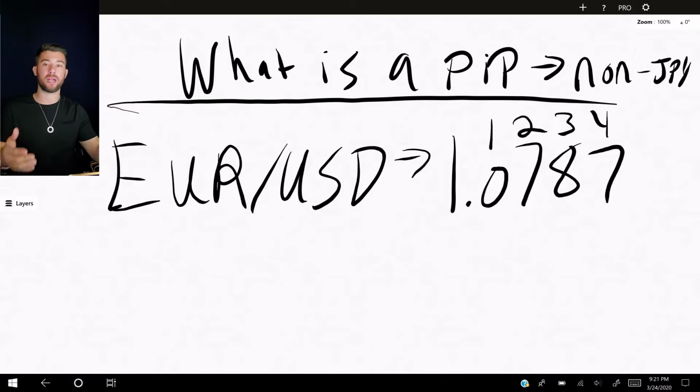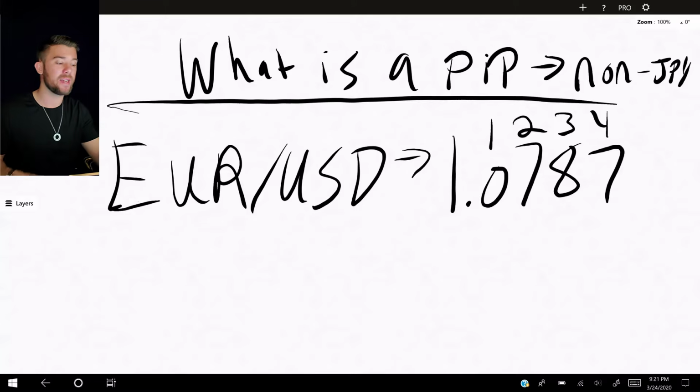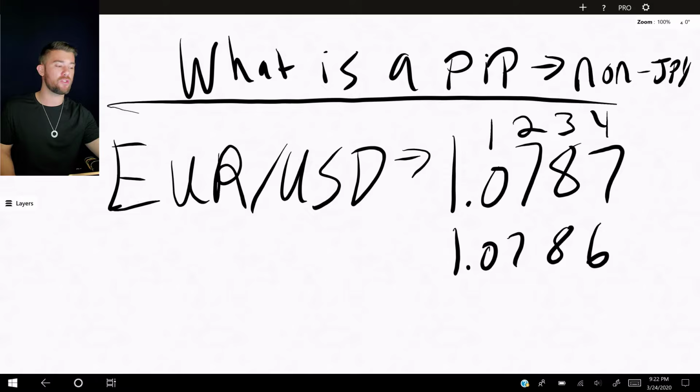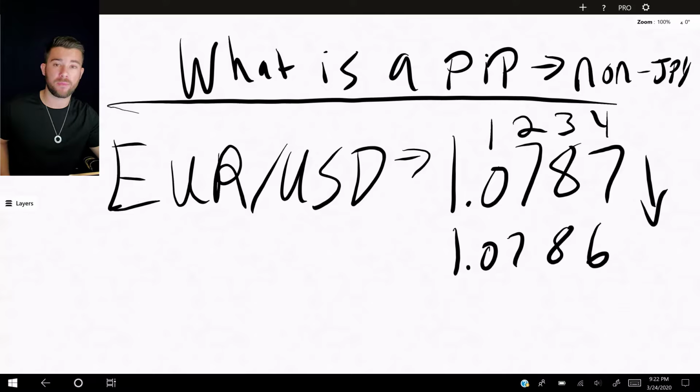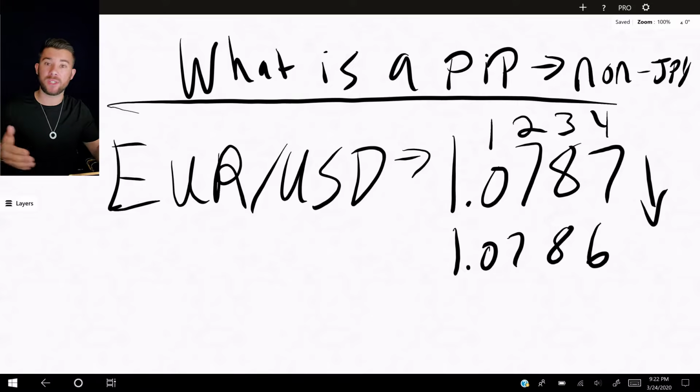For every currency pair that doesn't have JPY in it, the fourth decimal place is what is known as 1 pip. So we have the euro dollar at a value of 1.0787. What if the euro dollar goes to 1.0786? How much have we dropped? The euro dollar went down now, but by how much? Well, the math here is pretty easy. If we went from 7 to 6 on our fourth decimal, which is a pip, we dropped by 1 pip.